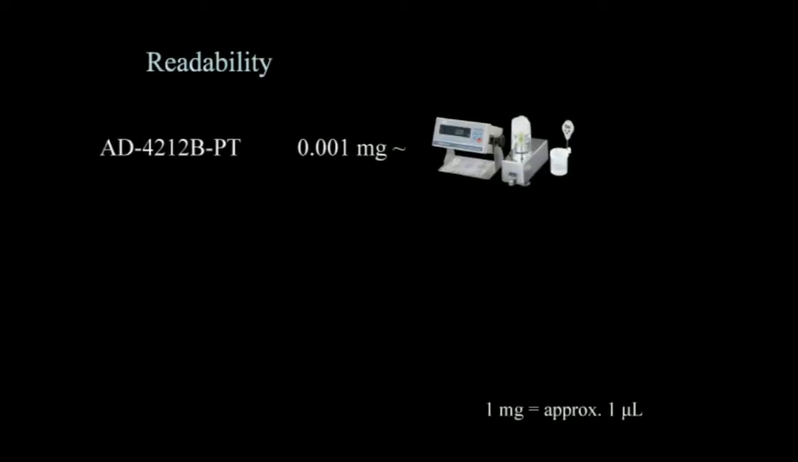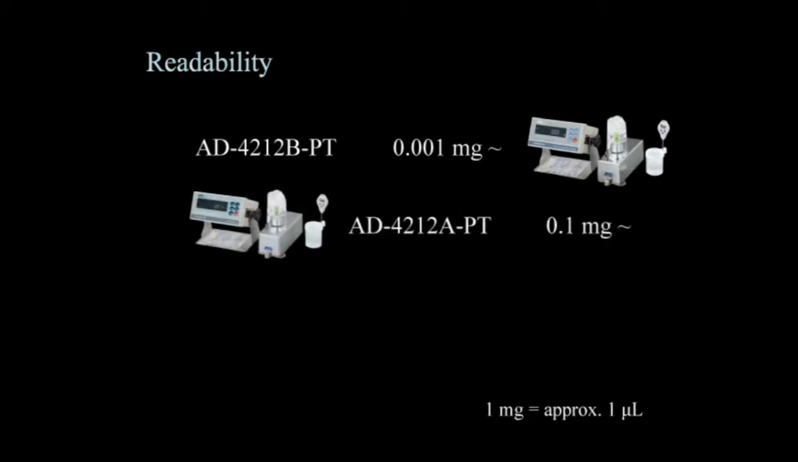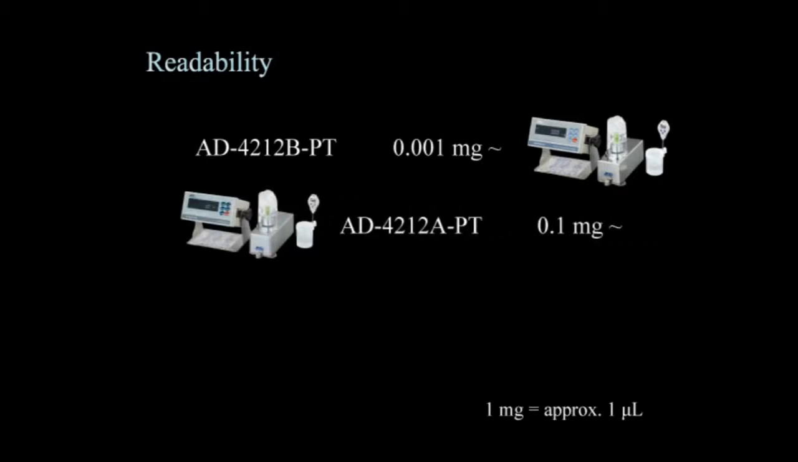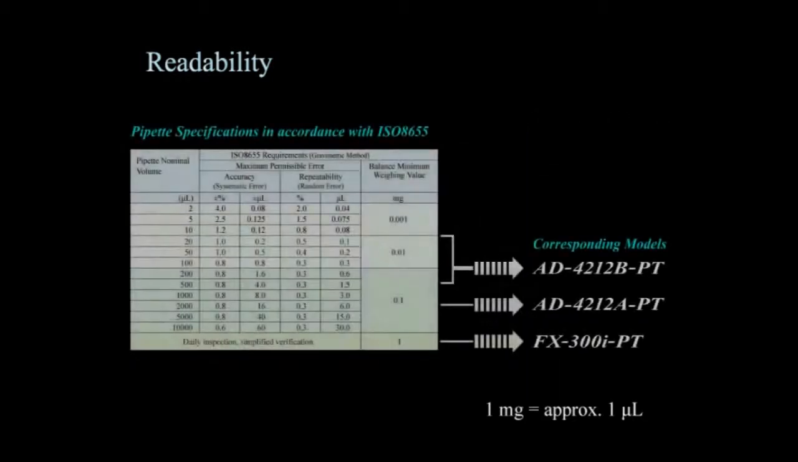A&D offers three types of pipette accuracy testers, each including a balance with a different weighing resolution. The AD4212BPT with a readability of 0.001 mg. The AD4212APT with a readability of 0.1 mg. And the FX300IPT with a readability of 1 mg. Please select the one that best suits your required level of precision.